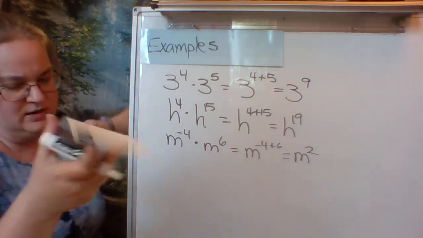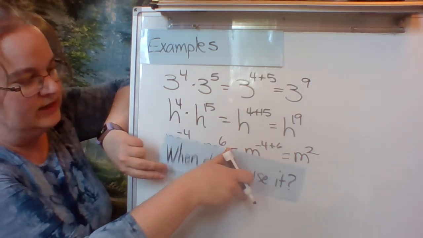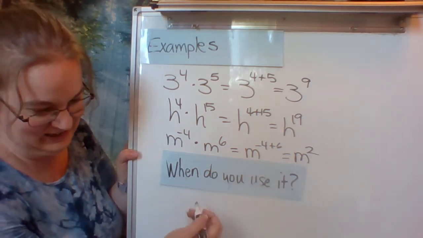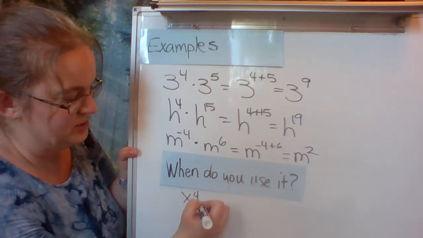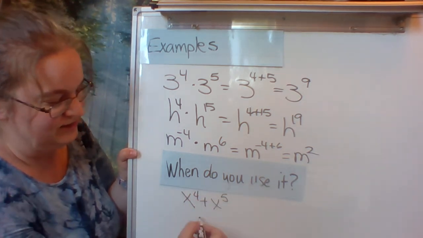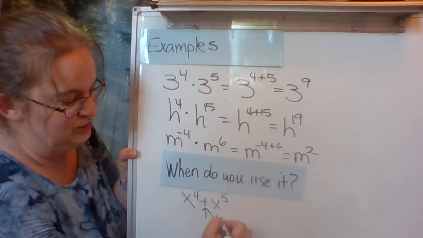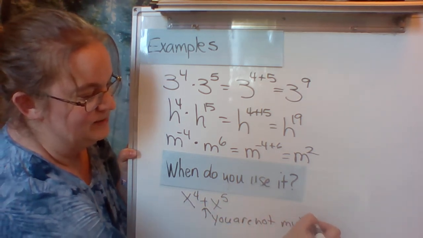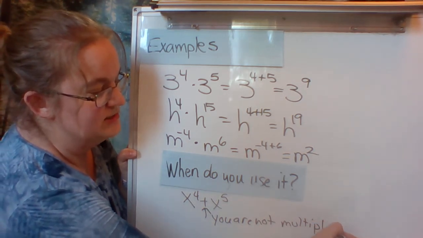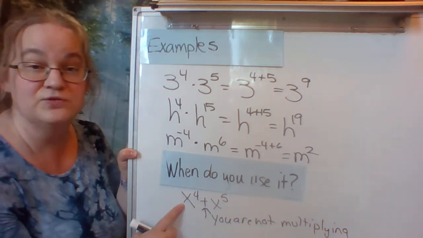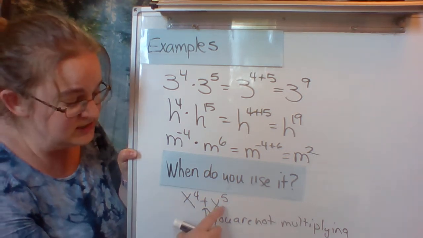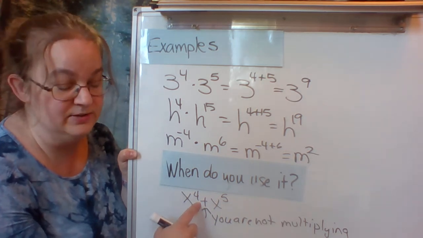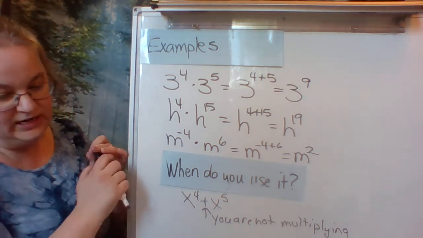So when not to use it, okay? Here is the most common mistake that people make, okay? X to the fourth plus x to the fifth, okay? You are not multiplying, okay? It's not the same thing because remember, this is 4 x's multiplied together and this is 5 x's multiplied together, and then you're adding them. You're not multiplying together. So that would give you a different answer.